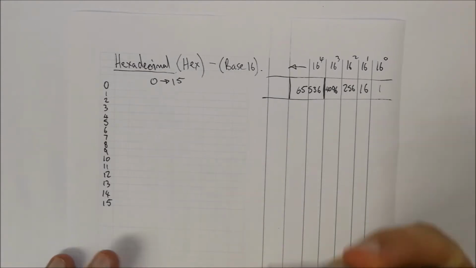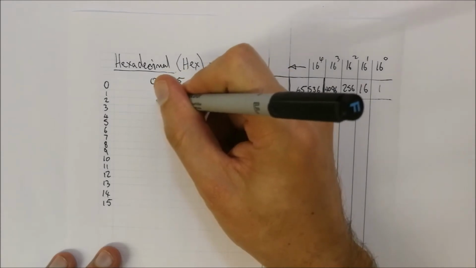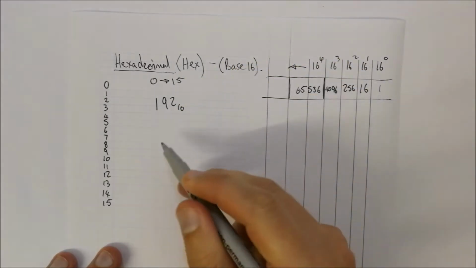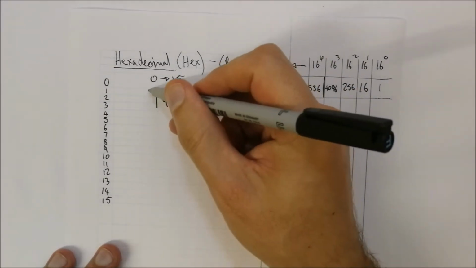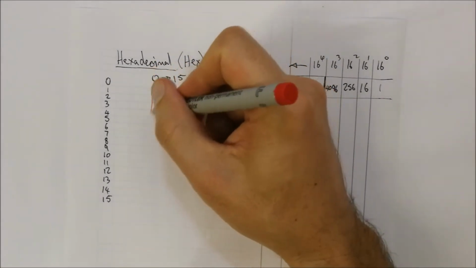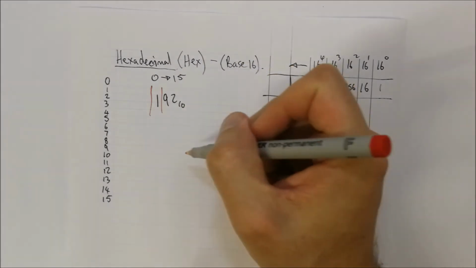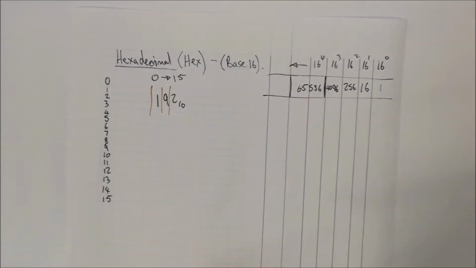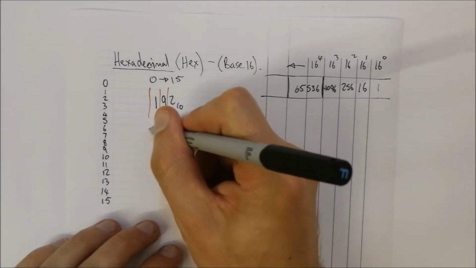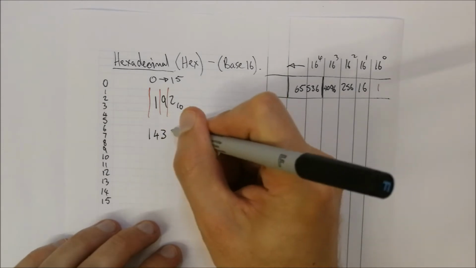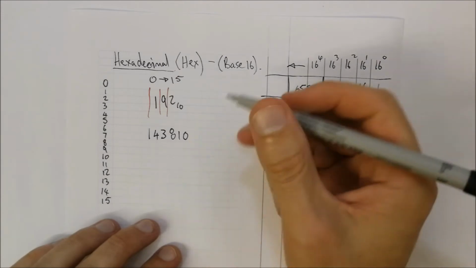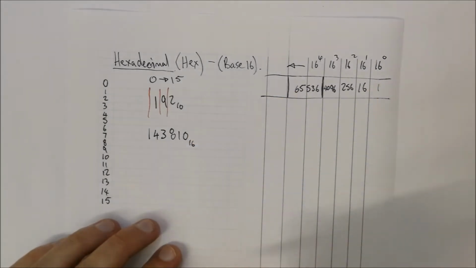Okay, so if you had to look at your decimal number, let's say the number as a decimal number of 192. Obviously, you would know that that would consist of a 1 in this column, then you're going to have a 9 in another column, and then 2 in a column. Okay, but what should happen if you would have the number 143,810? And we had to tell you this is now a base 16 number.